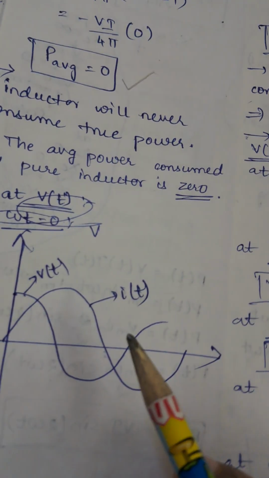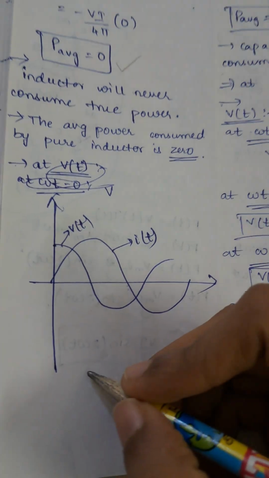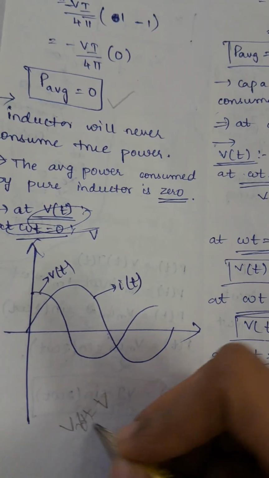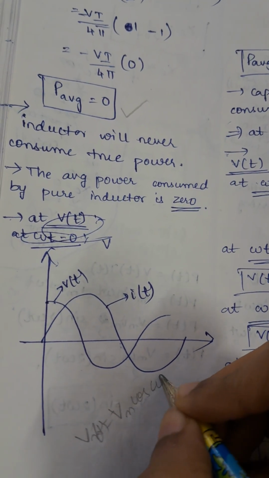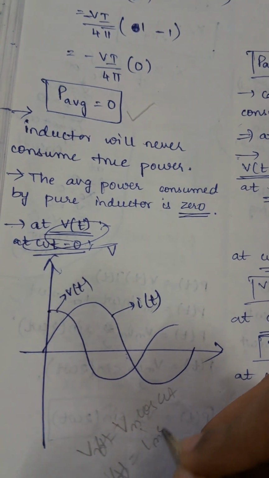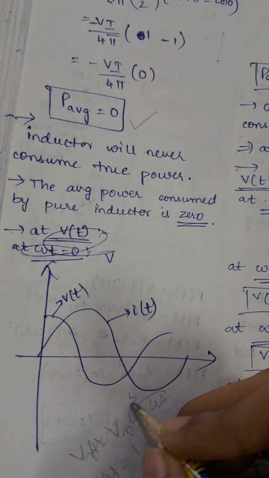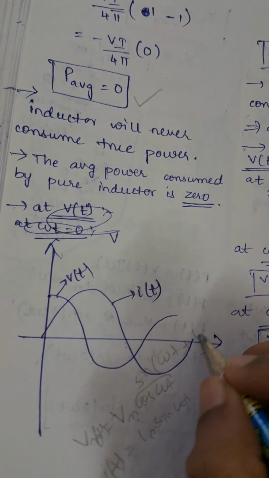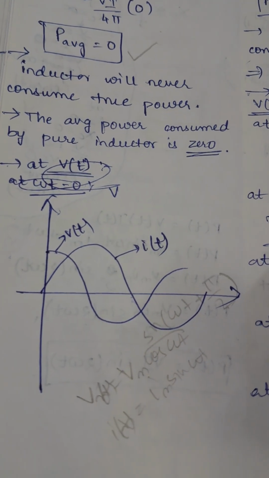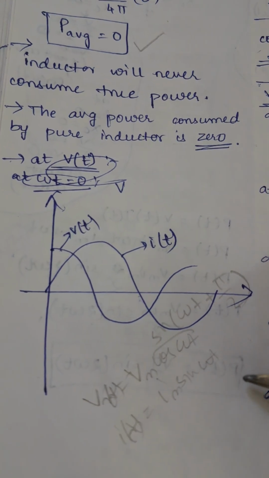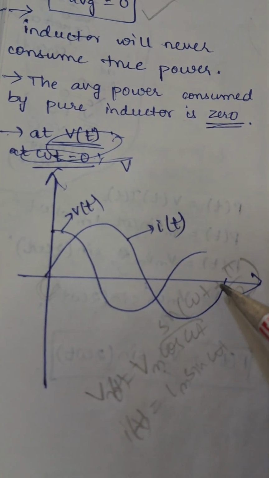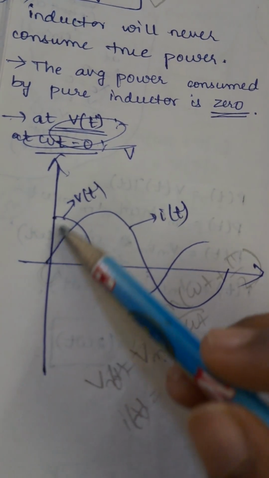Now, this is the graph. V of t is Vm into cos omega t. I of t is Im into sin omega t. So this we can write as sin of omega t plus pi by 2, right? So V of t is 90 degrees more than I of t. Voltage is 90 degrees more than current. That's why at 0 degrees, 0 plus 90, V of t will be 90.